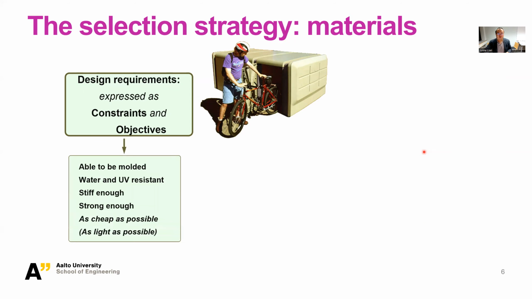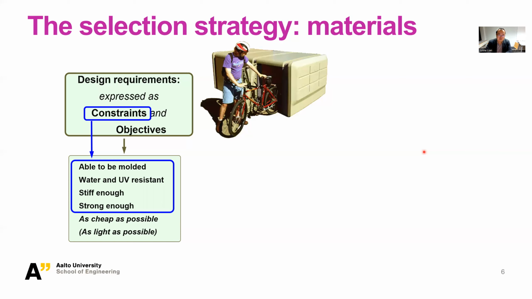So here I show you what they really mean. Constraints are yes or no requirements. For example, do the materials need to be moldable? Meaning we have to be able to mold the material if needed, or not. And second, whether the material should be waterproof or water resistant, yes or no. This is the first type of constraint.